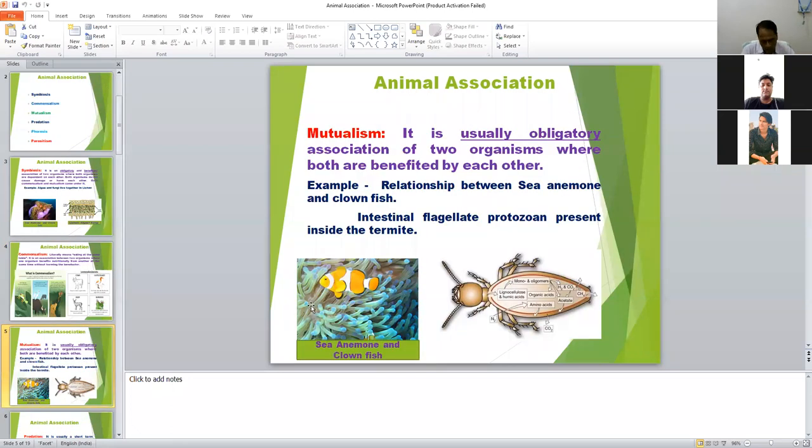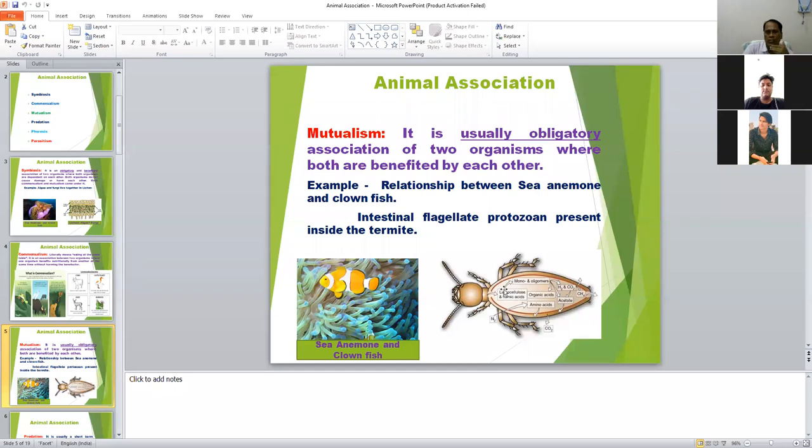Then another is mutualism. This also comes under symbiosis. It is usually an obligatory association in which both organisms are benefited by each other. One of the important examples is the sea anemone and clownfish. The clownfish provides nutrition from its fecal material to the anemone, and in return, the sea anemone protects the clownfish from predators by having nematocyst poisonous cells in its tentacles.